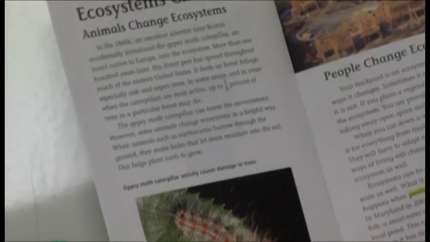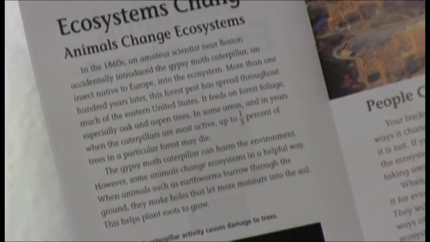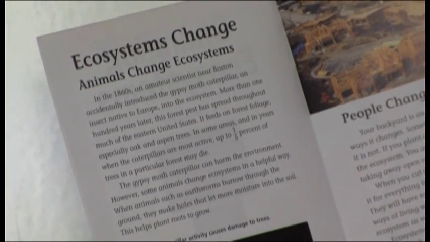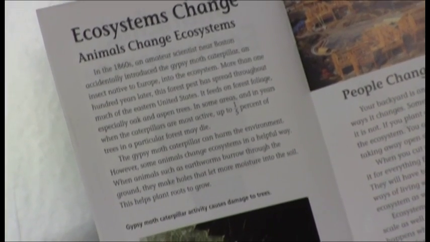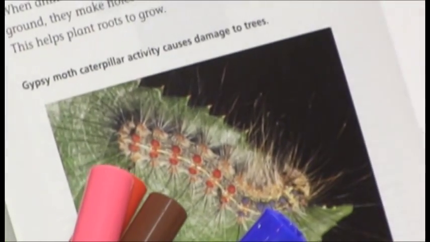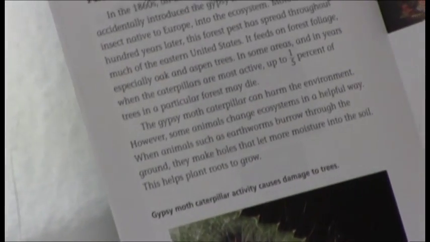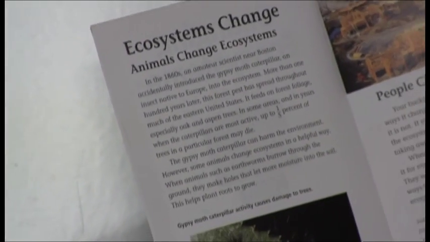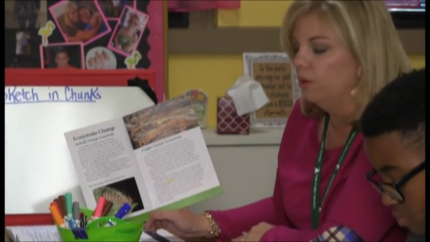It says, in the 1860s, an amateur scientist near Boston accidentally introduced the gypsy moth caterpillar, an insect native to Europe, into the ecosystem. More than 100 years later, this forest pest has spread throughout much of the eastern United States. It feeds on the forest foliage, especially oak and aspen trees in some areas, and in years when caterpillars are most active, up to 1/5% trees in a particular forest may die.